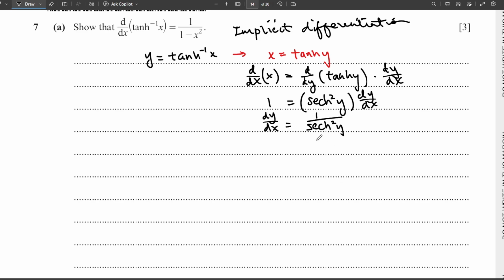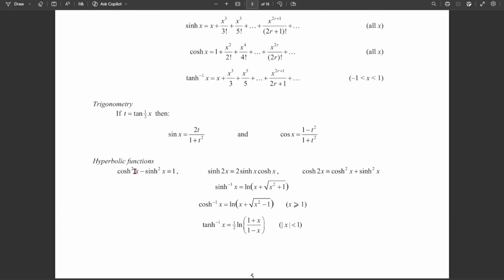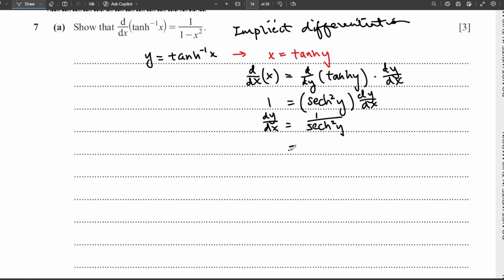Up to here, what we can do next is use the Pythagorean identity of the hyperbolic cosine and hyperbolic sine, where cosh squared minus sinh squared is equivalent to 1. If we divide both sides by the hyperbolic cosine squared, we get 1 minus tanh squared equivalent to the hyperbolic secant squared. So we can replace this with 1 minus hyperbolic tangent squared of y.